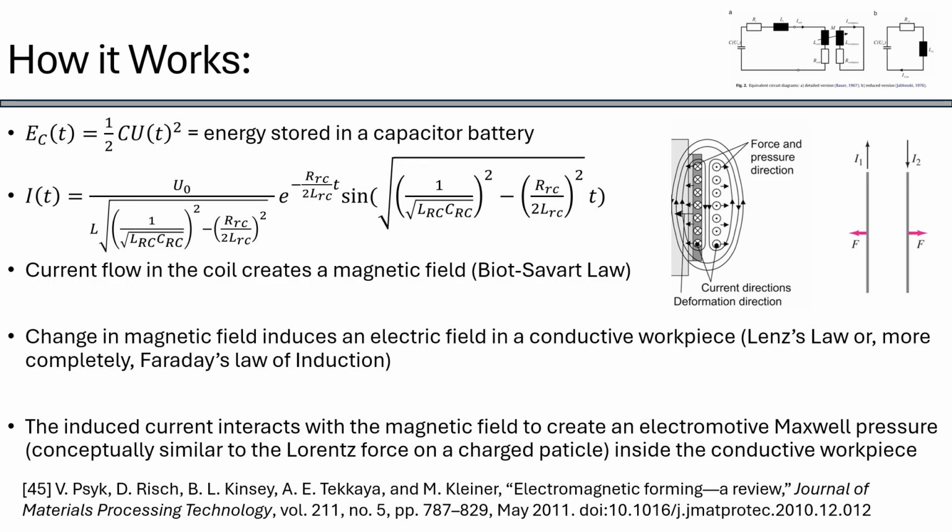Electromagnetic impulse forming can be thought of as an RLC circuit, where energy is stored in a capacitor bank, released in a pulse to create a strong current in a coil, creating a strong time-varying magnetic field near the coil, inducing current flow in a conductive workpiece in the opposite direction due to Faraday's law of induction, and creating a repulsive force between the workpiece and the coil because the current in these conductors is flowing in opposite directions.